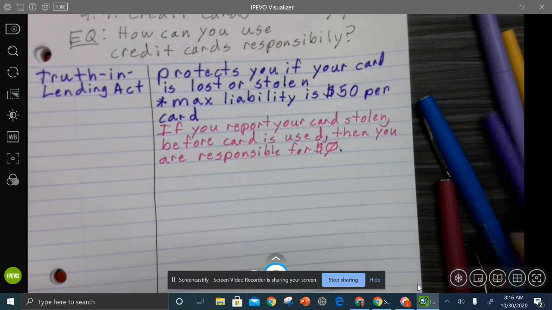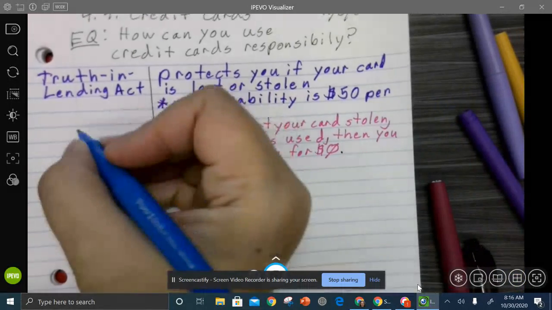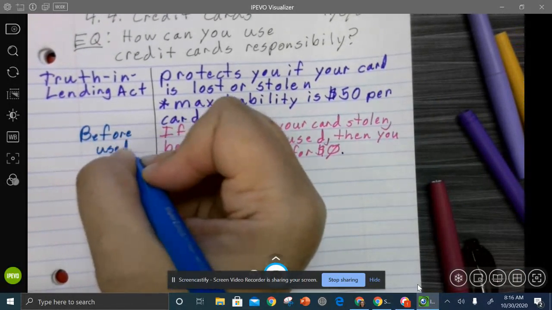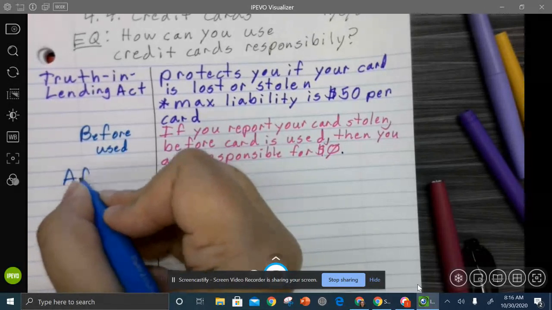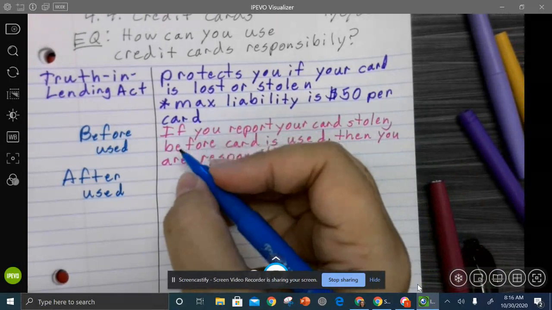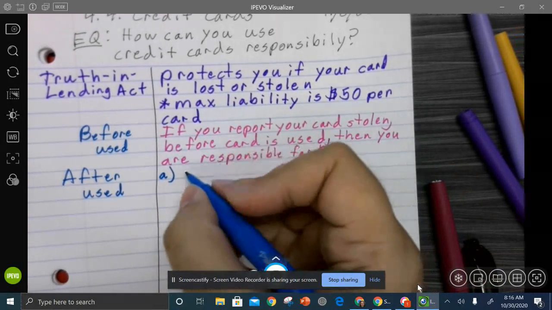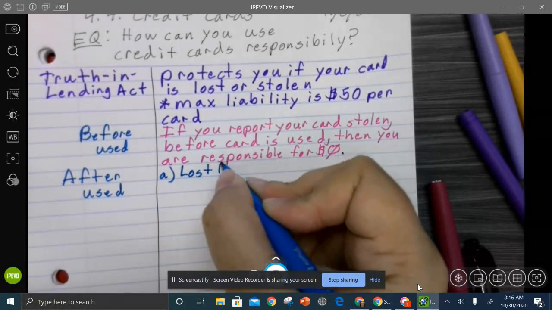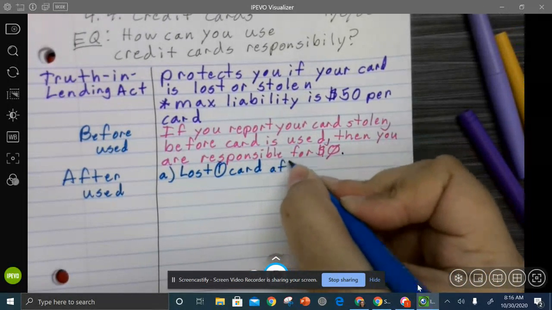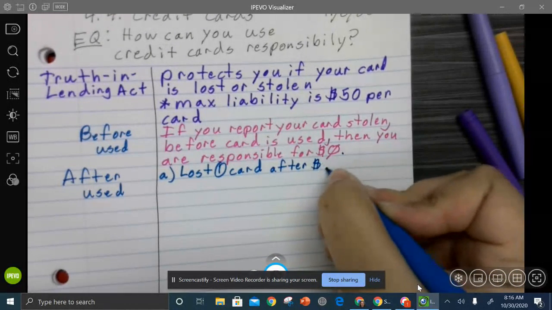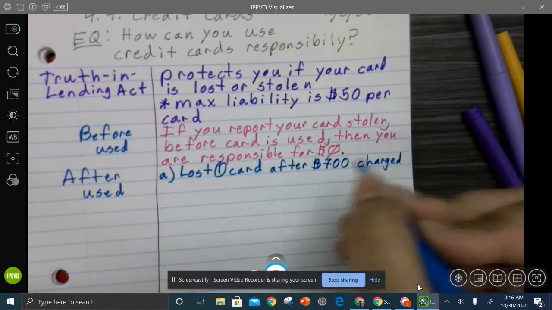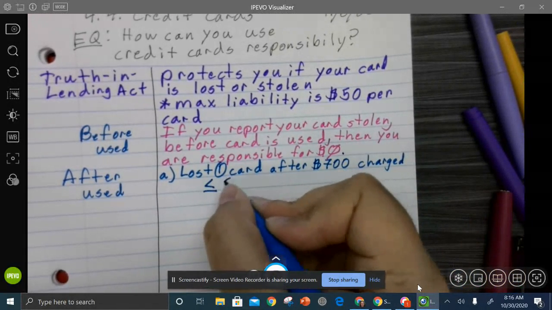If you call after it's used, okay, so let's do an example. So you lost one card, after $700 is charged, you're going to be responsible for $50 or less.